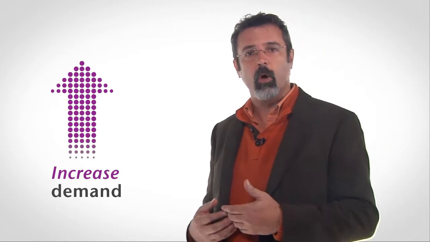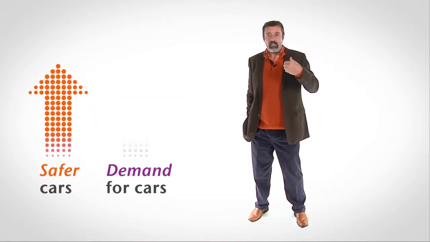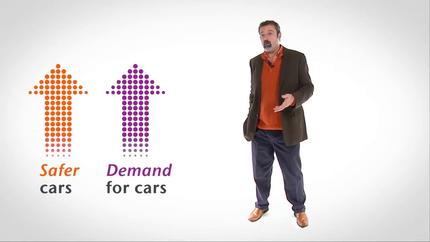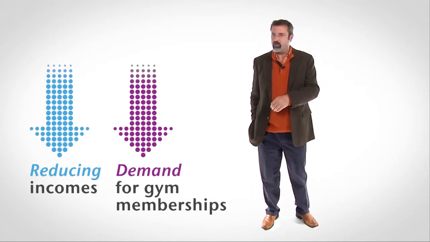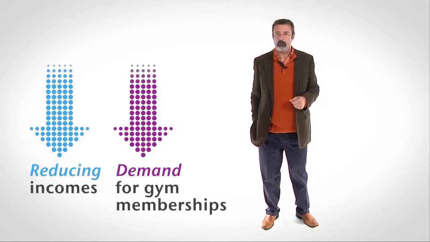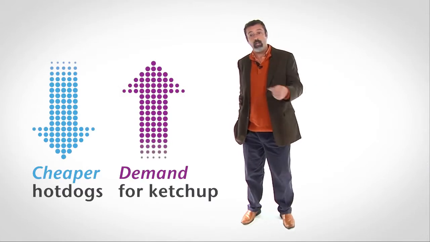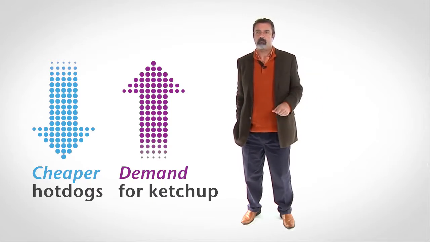Events that cause consumers to want to purchase less of a product or that make it harder for consumers to purchase a product are said to decrease demand. For example, making cars safer causes people to want to purchase more cars than before. Making cars safer causes an increase in the demand for cars. Reducing people's incomes causes people to want to purchase fewer gym memberships, so reducing people's incomes causes the demand for gym memberships to decline. Making hot dogs cheaper causes people to want to purchase more hot dogs and therefore more ketchup also. Making hot dogs cheaper causes the demand for ketchup to increase.